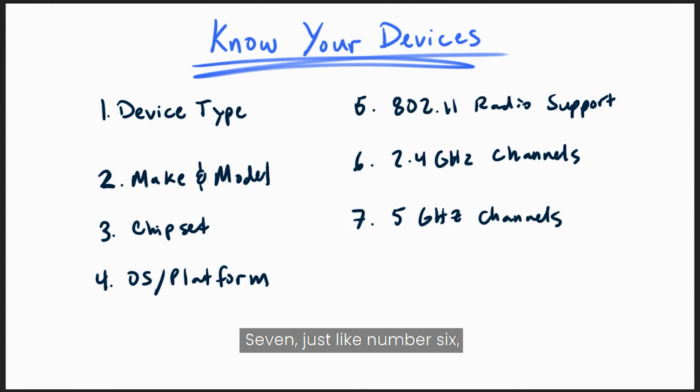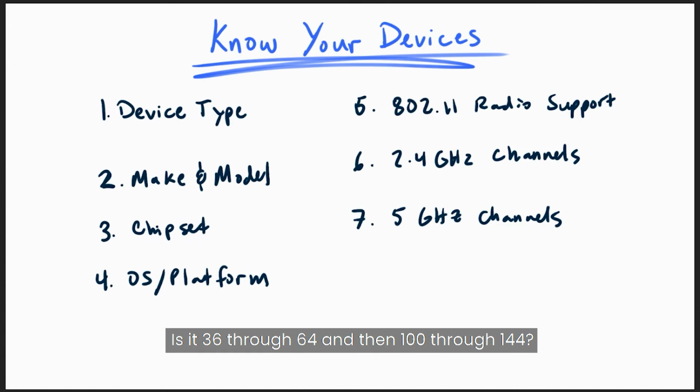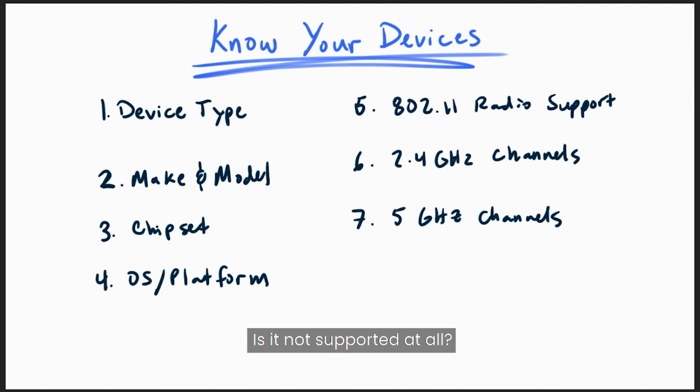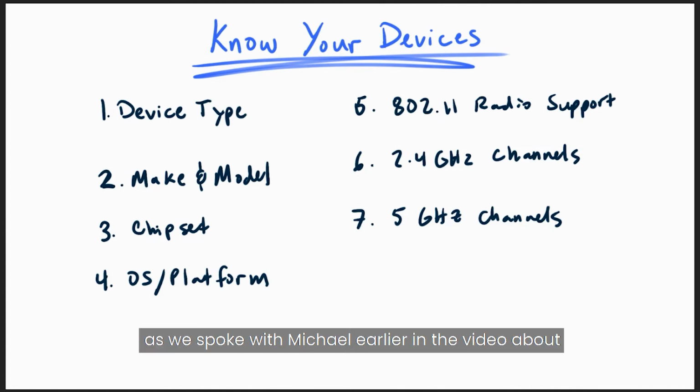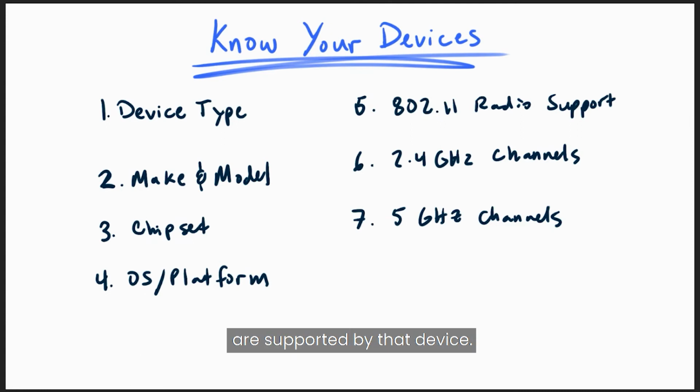Okay, 7, just like number 6, but now in the 5 gigahertz spectrum. Okay, what channels can that device support? Okay, is it 36 through 165, right? Is it 36 through 64 and then 100 through 144, right? Is it 36 to 140 and then 149 to 165? Is it not supported at all? Or is there no documentation on that? Right? So it's really important to understand, as we spoke with Michael earlier in the video, about understanding the different channels that are supported by that device.